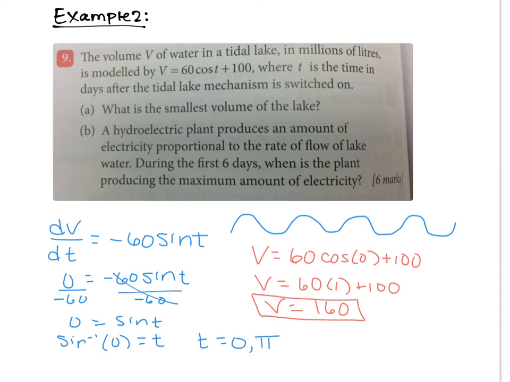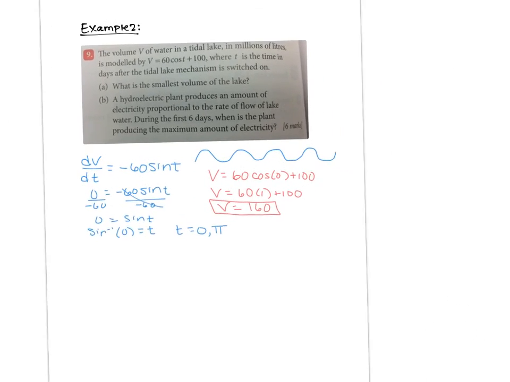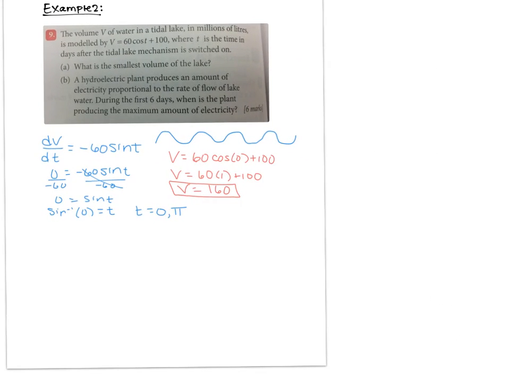So really this is a fancy question for saying when is the lake having the highest rate of flow of water. Remember that the question is not asking when it has the highest volume, it's asking when it has the highest rate of flow. If it's asking for the highest rate of flow, what we're really talking about is rate of change, and rate of change is the first derivative.